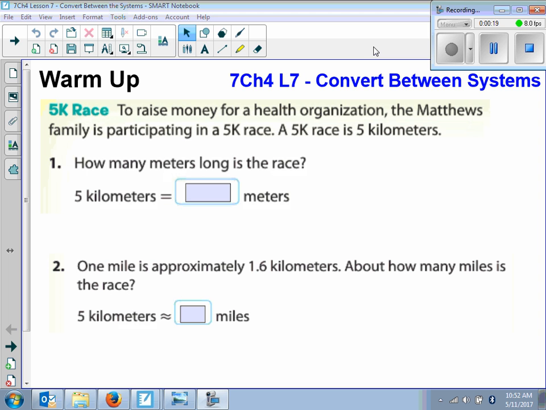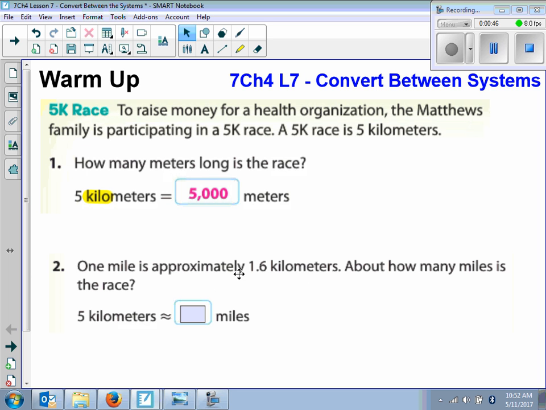So we're looking at 5 kilometers, and kilo means how many? 1,000. So that means, what do I have to do to this 5 to get meters? You're going to multiply times 1,000, right? So 5 times 1,000 is 5,000 meters. Very good. Number 2 says 1 mile is approximately 1.6 kilometers. How many miles is the race?